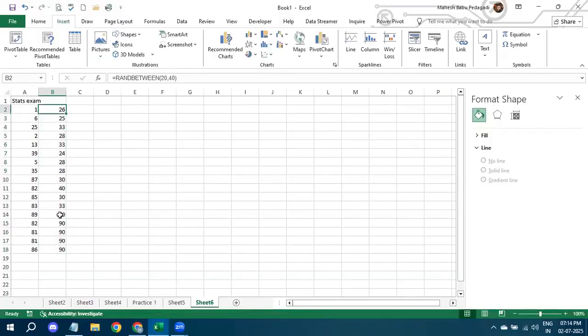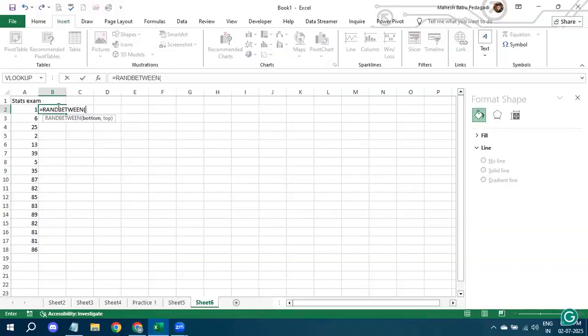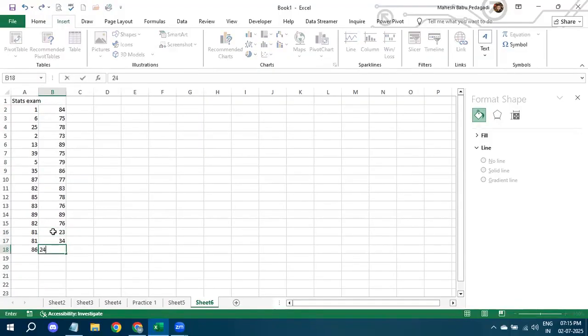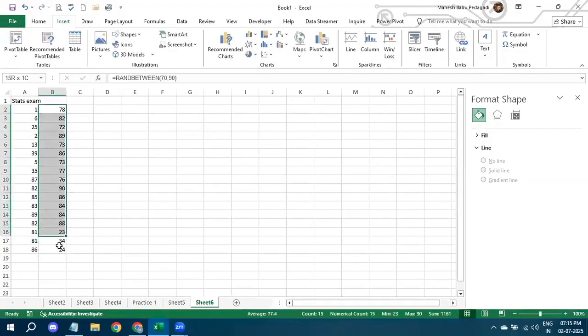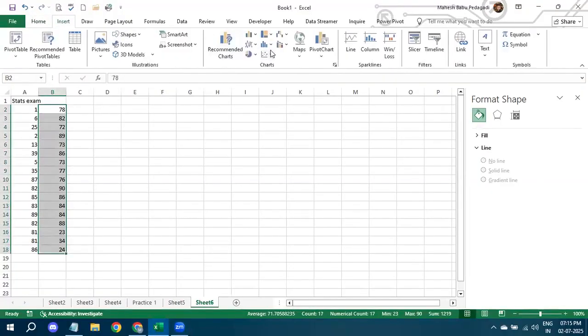Okay, right skewed, right? Sorry, my bad. Right skewed means equal to rand between, let's say, 70 to 90. All are having the highest marks. Let's say 23, 44, 24. Copy, Alt H V. Now, if I draw a plot over here, I want to see the distribution of the data.